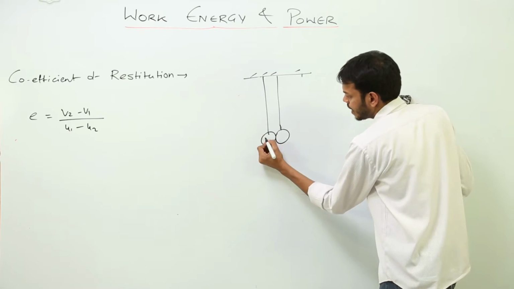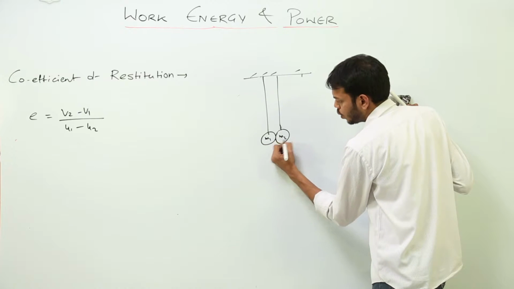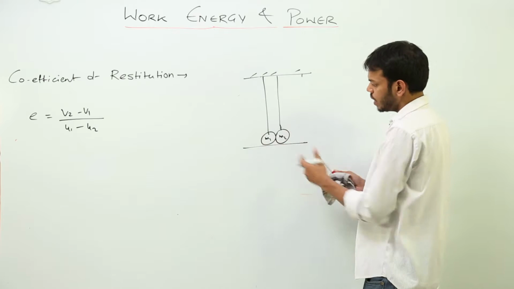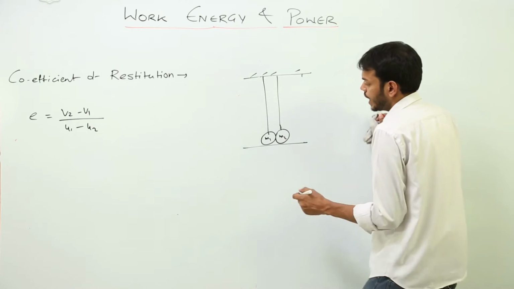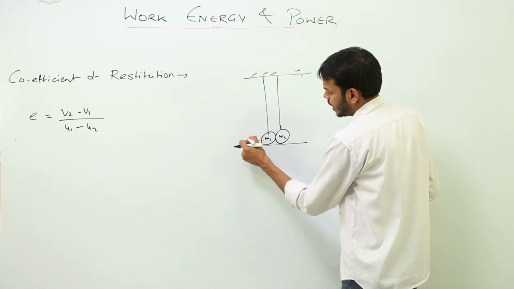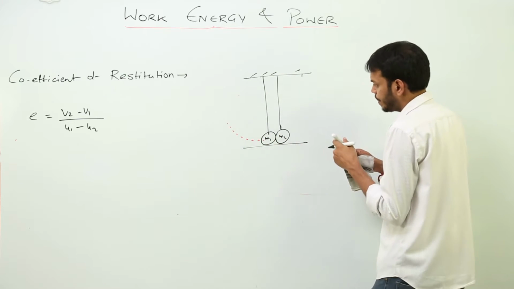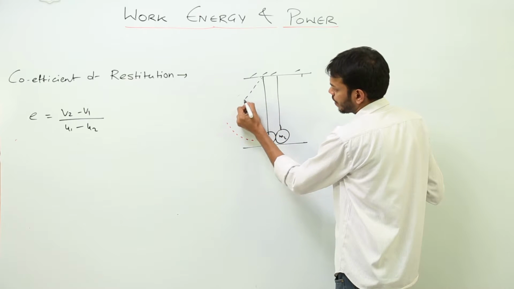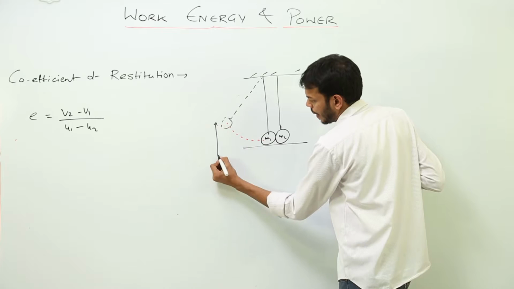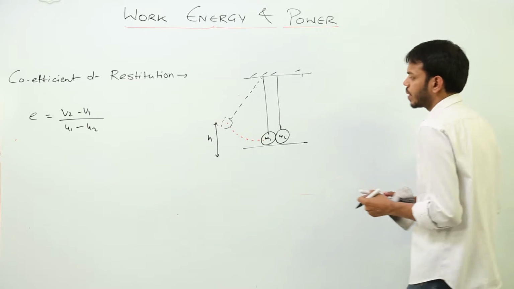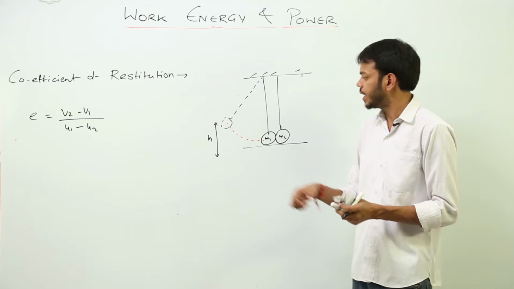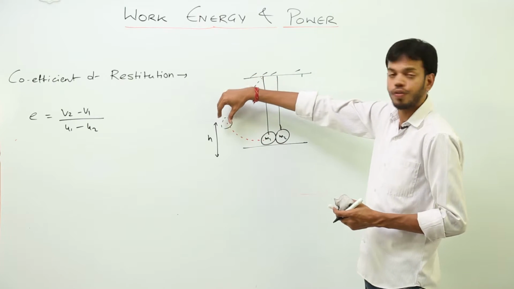Now this is mass m1, this is mass m2, and they are at the same height or same level, right? From this level, consider that this body m1 is pulled up to this limit, so it is somewhere here, right? Consider it height h. Now it is freed from this point, or it is allowed to fall freely.